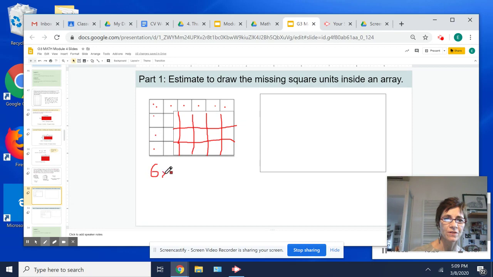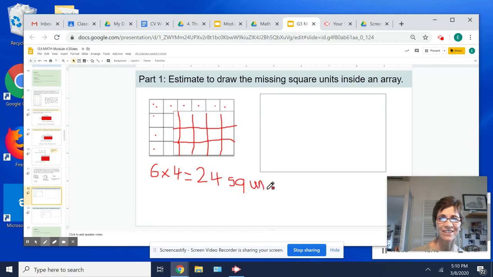times 4, which is, pause and figure it out. Okay, if you got 24, you are correct. 24, and remember, we don't know if they're inches or centimeters. What is the unit? We'll simply write square units.